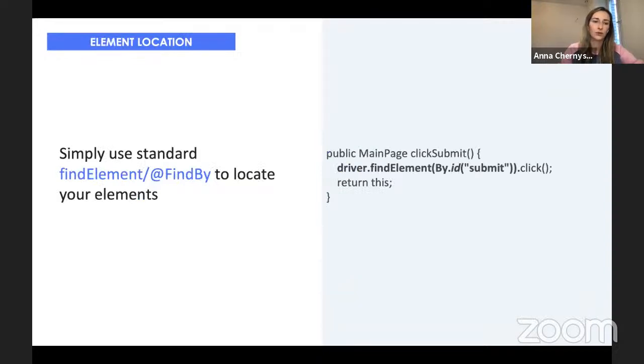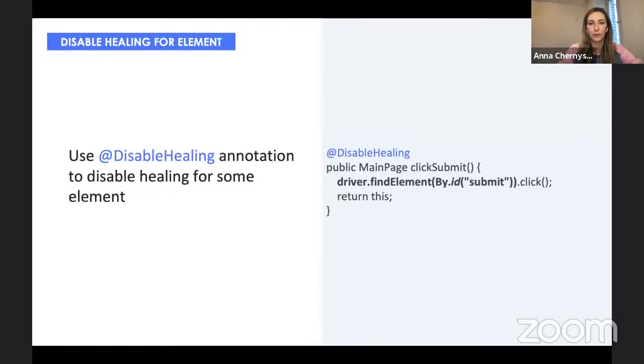To find elements, you should use just standard methods like find element or find by annotation. It will work with healing. And in case you need to verify that some element is not present on the UI, you can use the annotation disable healing over the method, for example, click button. For the elements that are described in this method, healing will not be applicable.